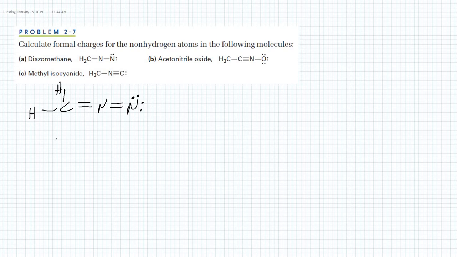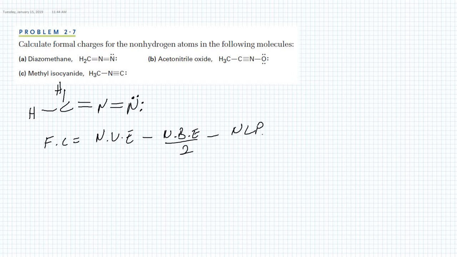You know that if you want to calculate formal charges, let's write a general formula for that. Formal charge is equal to the number of valence electrons minus the number of bonding electrons divided by 2 minus the number of lone pair electrons. If we use this formula, we can calculate formal charges of carbon, nitrogen and the second nitrogen.